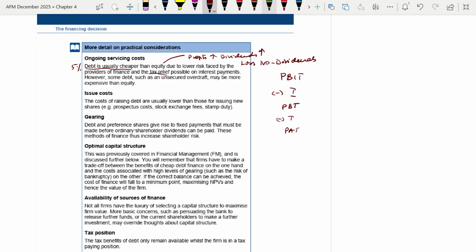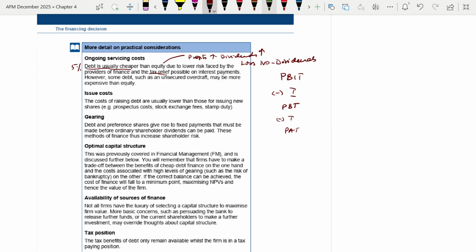When you are issuing debt, or when we are raising the debt, the cost of raising the debt is usually lower than the issue of shares. For debt, at most you have the processing cost of the loan. But when you issue shares, you will have the process cost, stock exchange fees, stamp duties, underwriting fees, investment processing fees. So many things will be there.